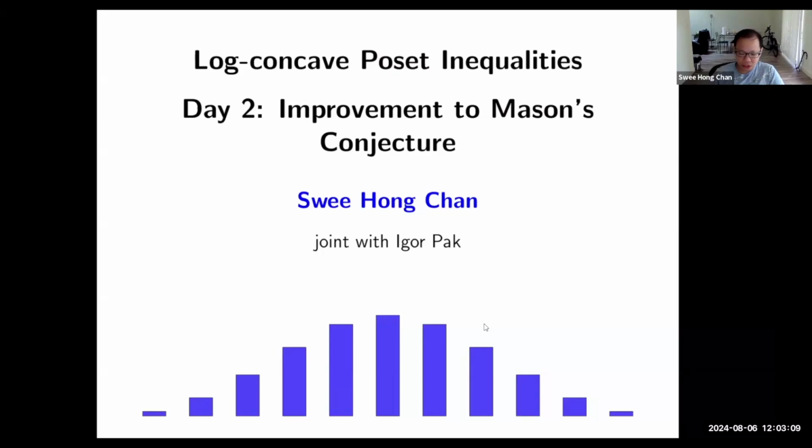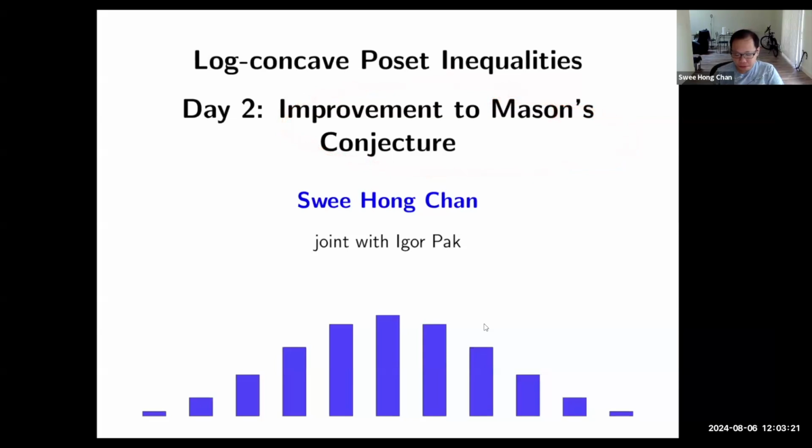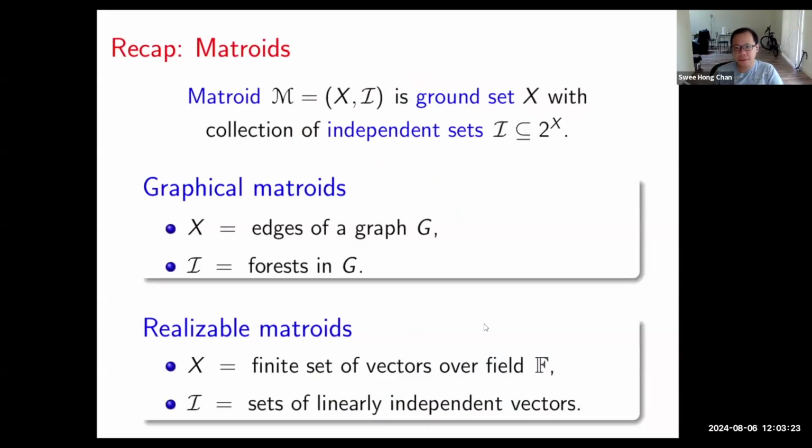So today is a continuation of this lecture on the log-concave poset inequalities. And today we'll be talking about the improvement to Mason's conjecture. On the first day, we talked about Mason's conjecture for graphs. So today we want to talk about something a little bit, like epsilon, more general, which is for matroids.